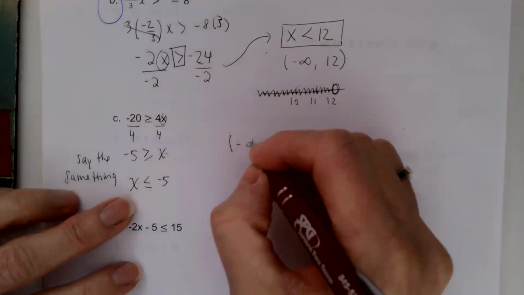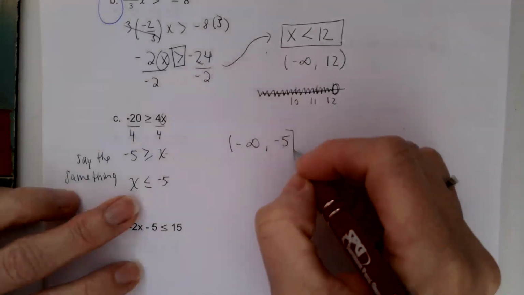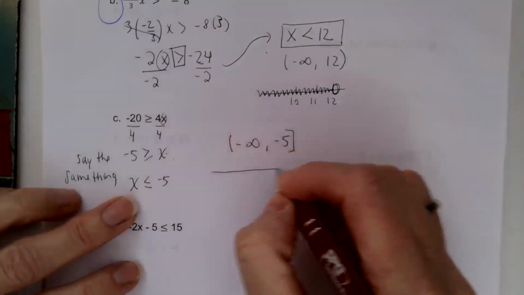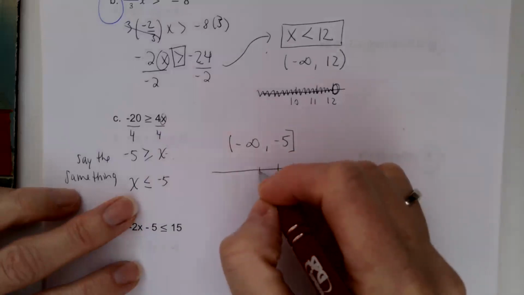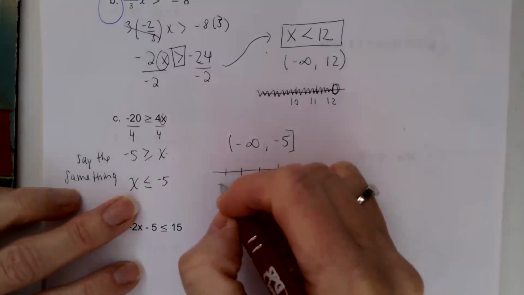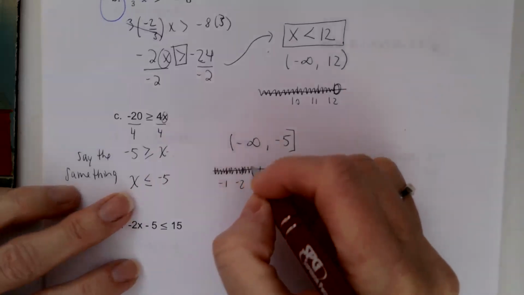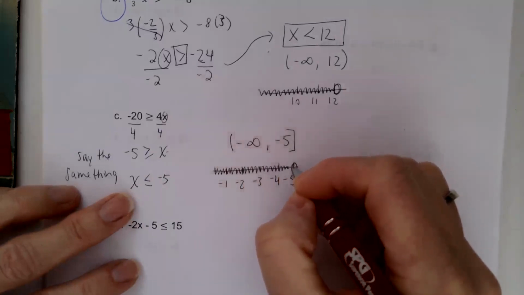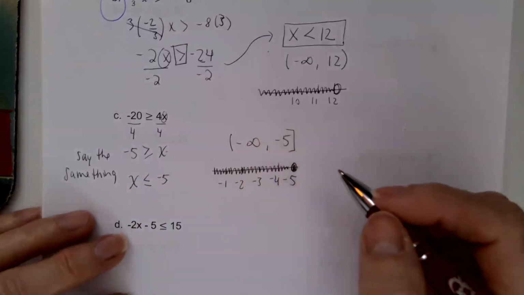That means my minimum is negative infinity up to -5. And -5 gets a bracket because it has the equal sign. And I'm shading everything to the left. I'm circling that in because it's including -5.